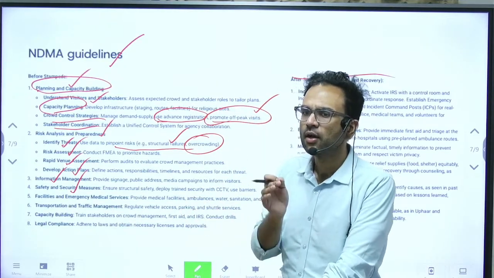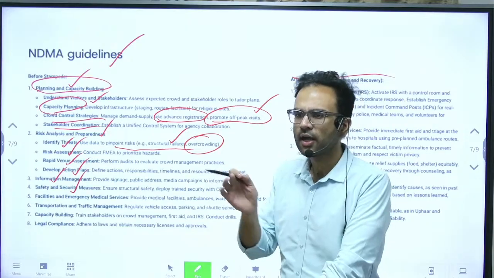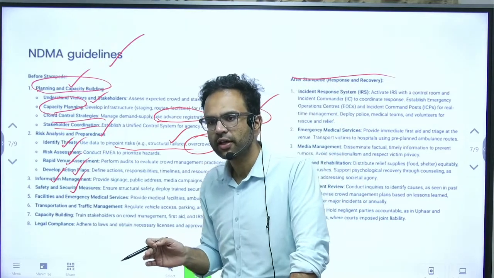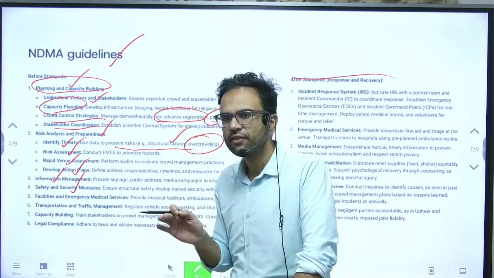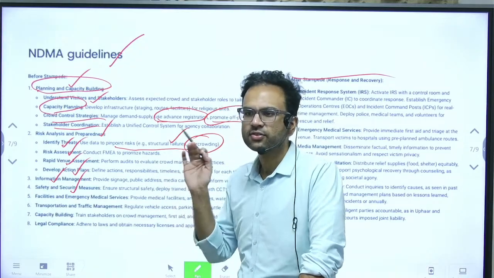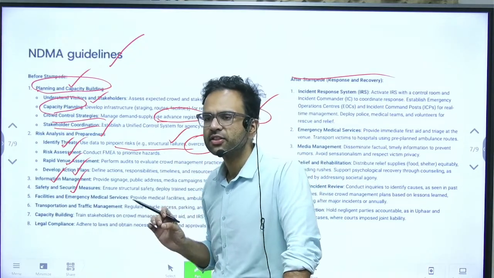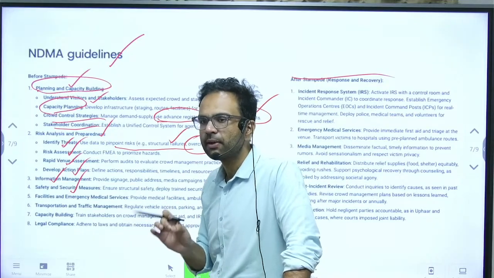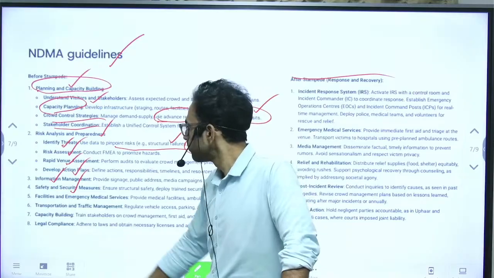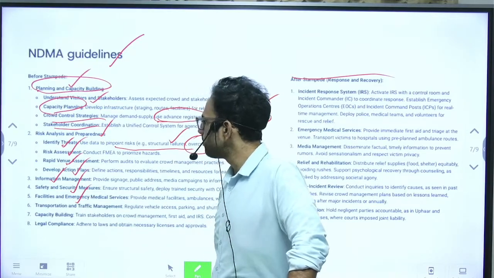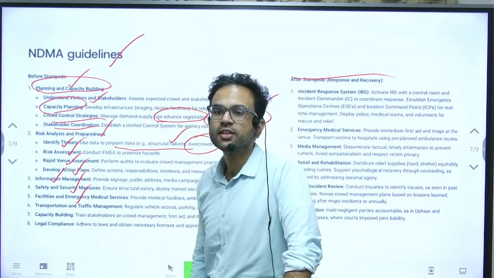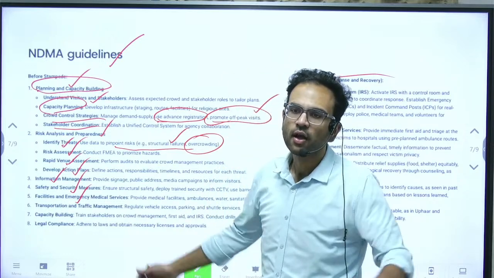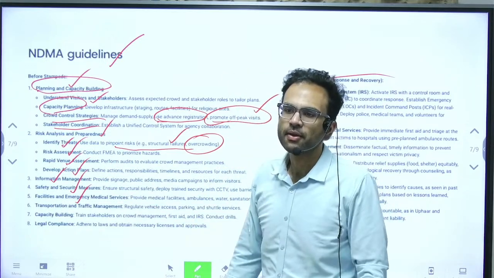Safety and security measures are common sense. What are the organizational safety measures and infrastructural safety measures that you are taking? Infrastructural safety measures like fire exits and mandatory emergency exits should all be made mandatory during building planning itself. Facilities and emergency medical services: usually you will see a lot of ambulances, etc., when events like this are happening.